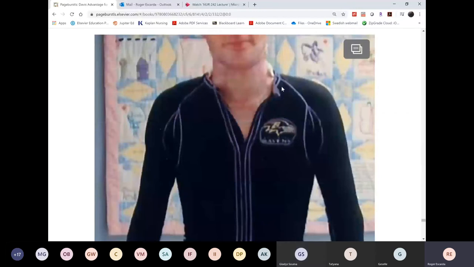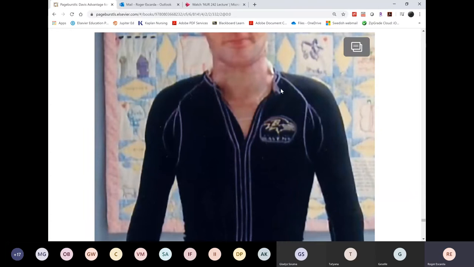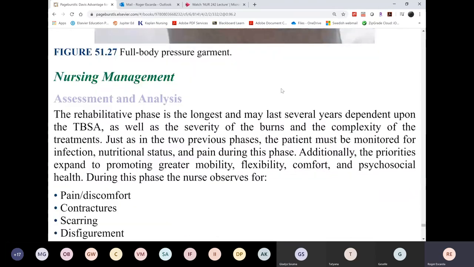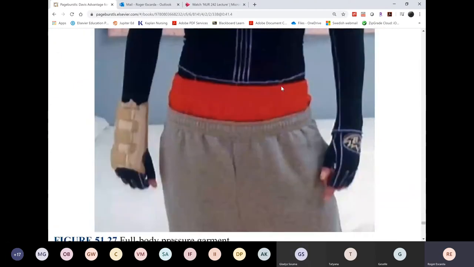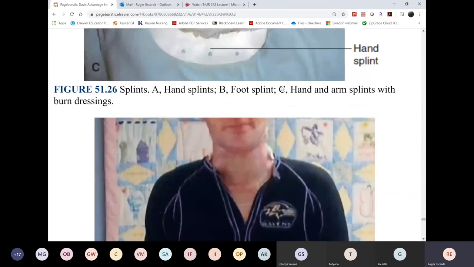So contractures not only affect joints, but also skin. When the skin heals, it contracts, meaning it pulls. So if there's no tension on the skin, it will contract. Contract meaning it will pull.